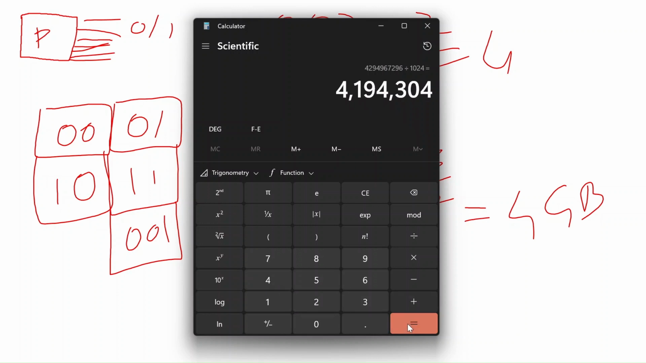So this is KB. Divide by 1024 again. This is the MB. Divide by 1024 again. And this is the GB. So it's 4 GB. So that's how this 32-bit architecture can refer to 4 GB max. And the same math you can do for the 64-bit as well. It's the same fundamentals.